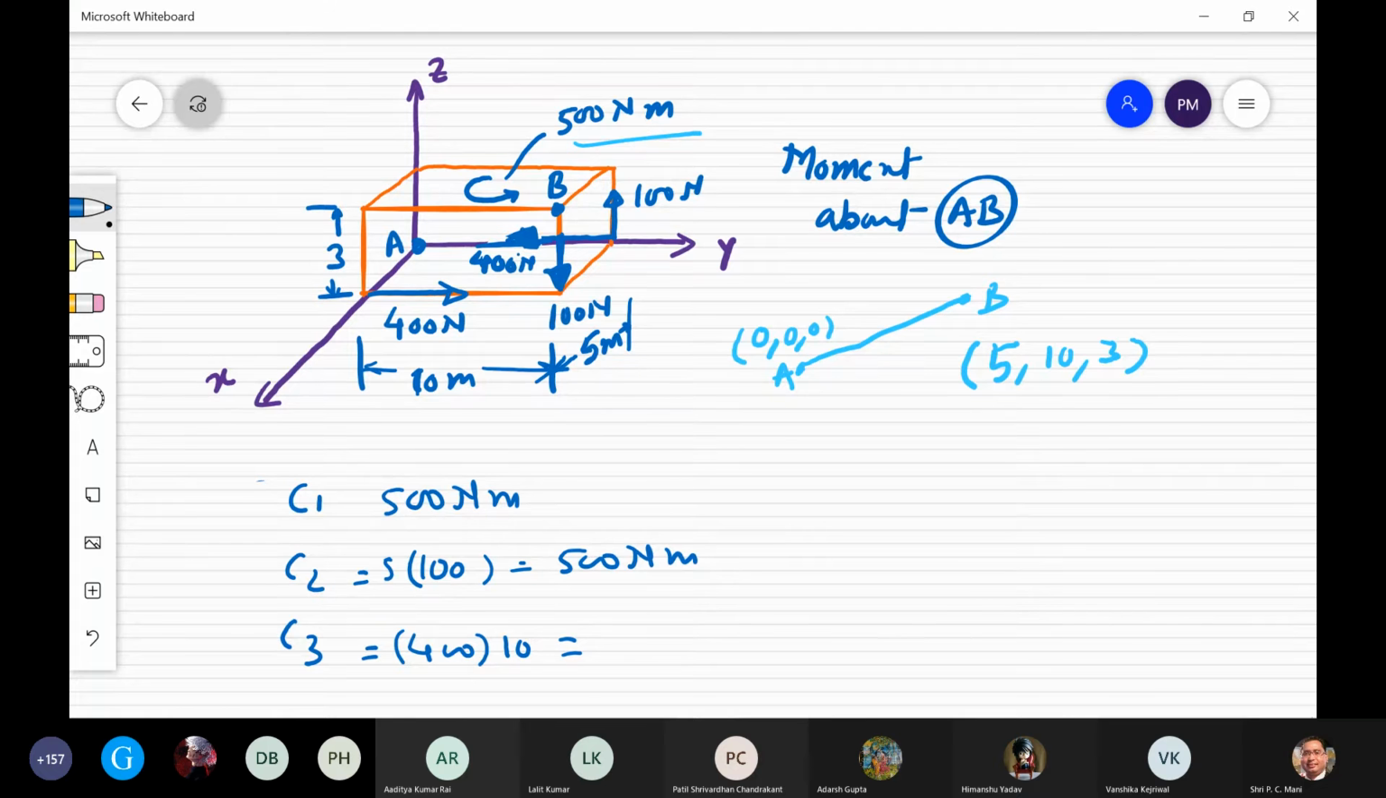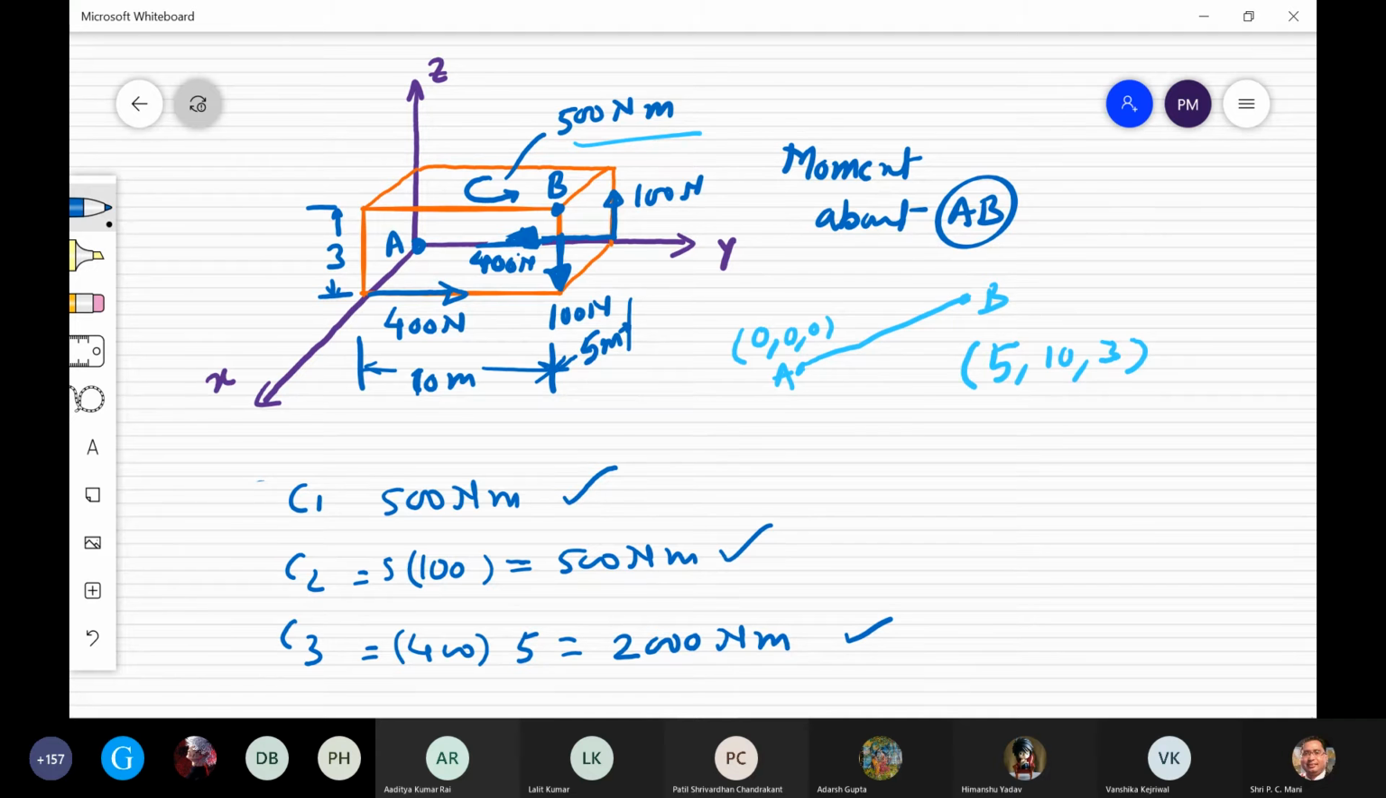Sorry, what am I doing? So this is 5 and this one is 5, this one is 10 and this one is 3. Okay, so 400 into 5, not 10. So this one is 2000 Newton meter. So first one, second one, third one.